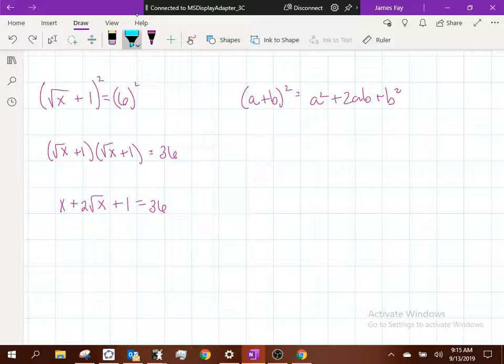What's the square root of 25? 5. What kind of statement is that? Negative 5 equals 5. False statement. So is 7 a solution? No. So if 7 is not a solution, do I have a solution here? No. Okay.